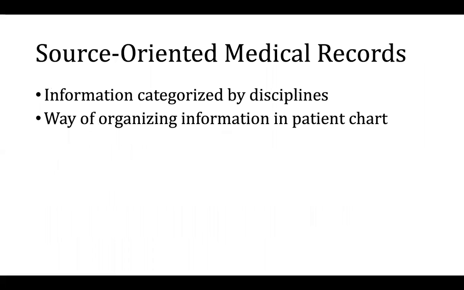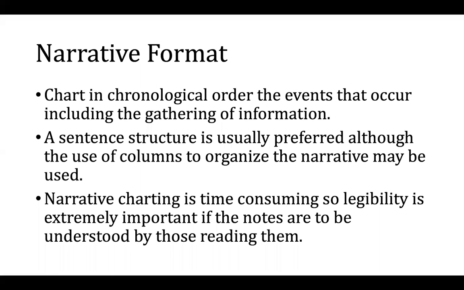There is also source-oriented medical records, which provide information categorized by disciplines, and it's a way for organizing information in patient charts. So everything for specific disciplines would be put together. And then the third type is a narrative format. So this is a chart in chronological order, the events that occur, including the gathering of information. So this is more of like a paragraph that would be written with information about what you did, how you did it, what the client's response was. And so it looks more like you just kind of wrote out a little story or a narrative.